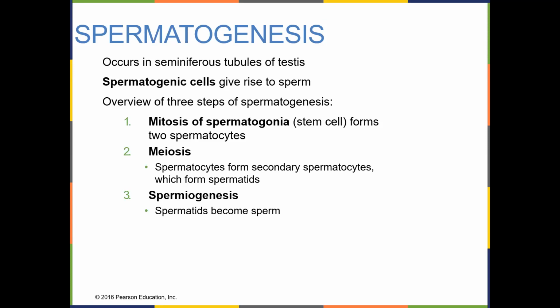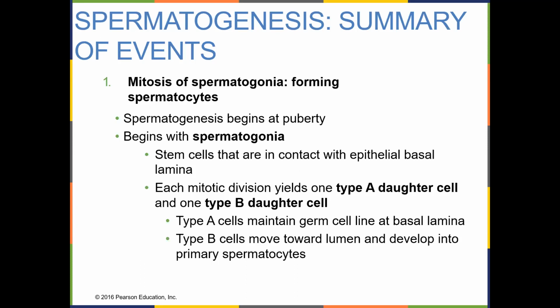So we start out with mitosis of spermatogonia, and the daughter cells are called spermatocytes. They're diploid. Half the spermatocytes stay right inside the lining. The other half become secondary spermatocytes and then become spermatids and then become sperm. So first, the stem cells will undergo mitosis and give you a type A daughter cell and a type B daughter cell. They're identical except one's type A and one's type B.